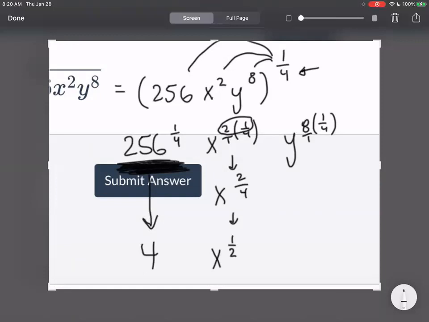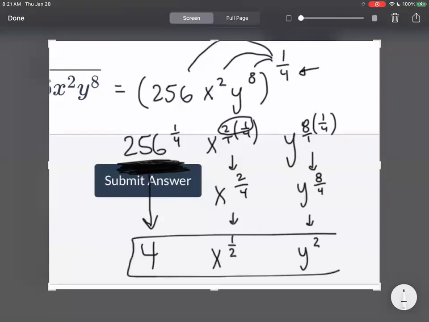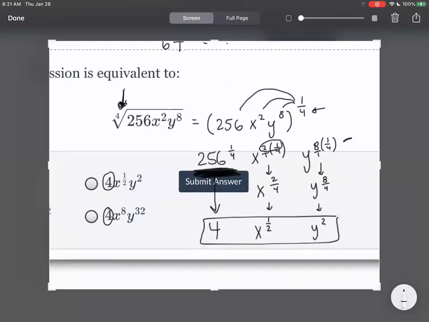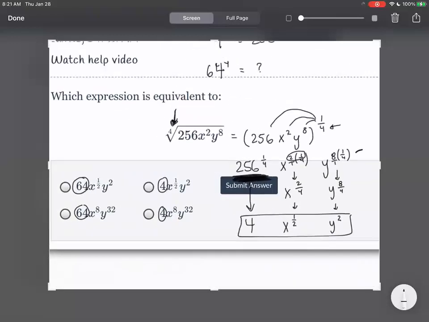And then finally, for the y piece, let's simplify that one as well. This is y to the power of, multiply straight across, 8 times 1, that's 8. 1 times 4 on the bottom, that's 4. And then 8 divided by 4, that we can simplify into 2. So our final answer is 4x to the power 1/2 y squared. And then if I zoom out, it will be there on our answer choices somewhere. This one.